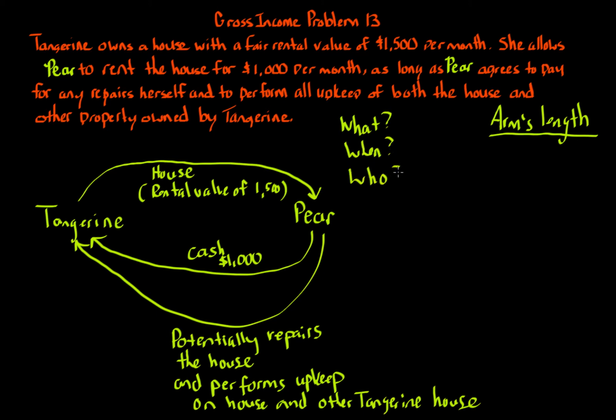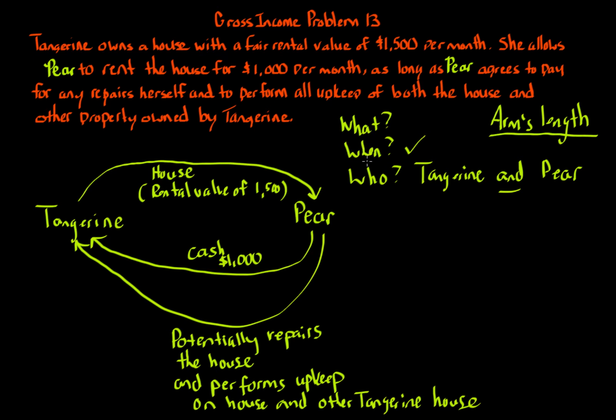For the when question, it's all within the same tax year. We're not told there are multiple tax years involved for either party, Tangerine or Pear, who are both individuals. As to who, we potentially have to be concerned with both parties, because Tangerine is getting cash and services, and Pear is getting a house worth $1,500 but is also performing services. So we have to look at Tangerine and at Pear separately with respect to whether they have gross income, and what amount.